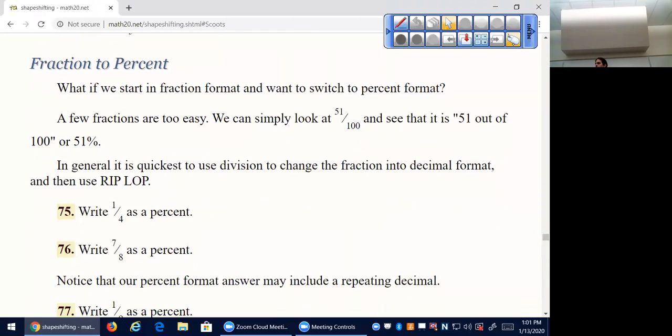Okay, last case. We've gone back and forth fractions to decimals. We've gone back and forth percents to decimals. We've gone percent to fraction. Now we want to do fraction to percent.